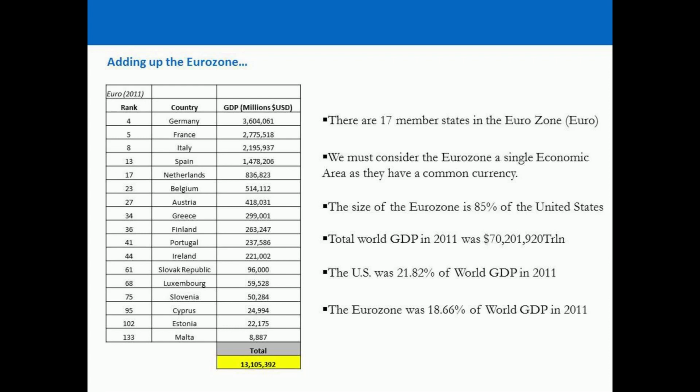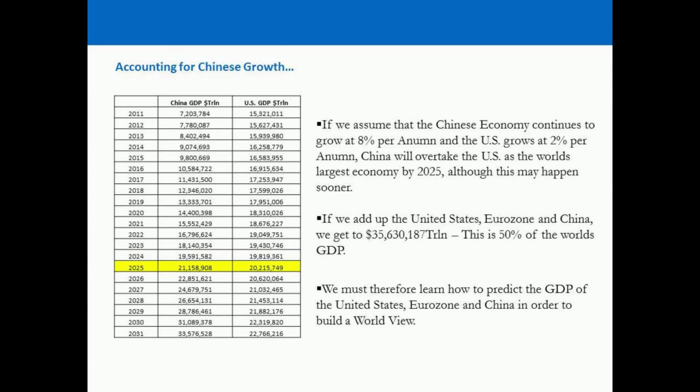But we have to look at China as well. Why? Because it's growing at 8%. And if you add them all up, you get to 50% of the world's GDP. And that table there basically says if everything stays the same as it is now, China will be the biggest economy in the world in 2025. So that's why we have to look at it.